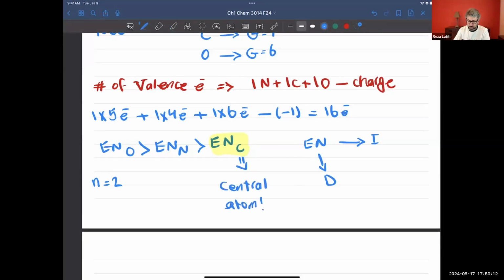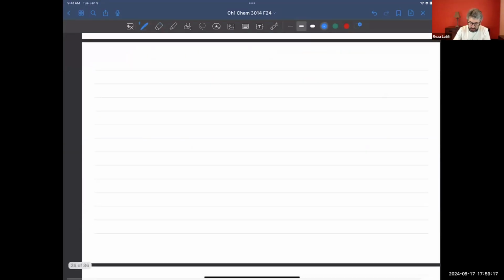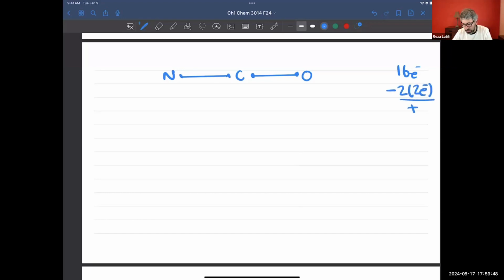And remember, we have 16 electrons in total, and carbon is the central atom. You can put nitrogen or oxygen anywhere. I have 16 electrons, so I'm going to use 2 electrons per bond. I made 2 bonds, and I used 4 electrons for those 2 bonds. So minus 2 bonds, and per each bond, 2 electrons. So now we are left with 12. What should we do with those 12?